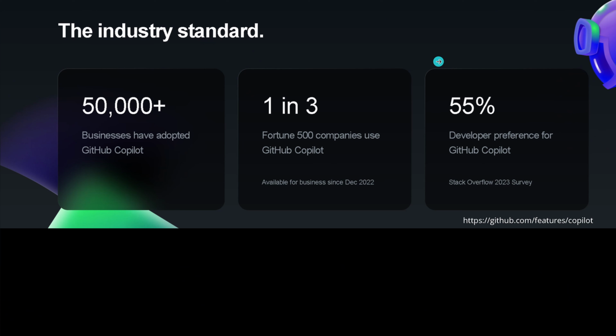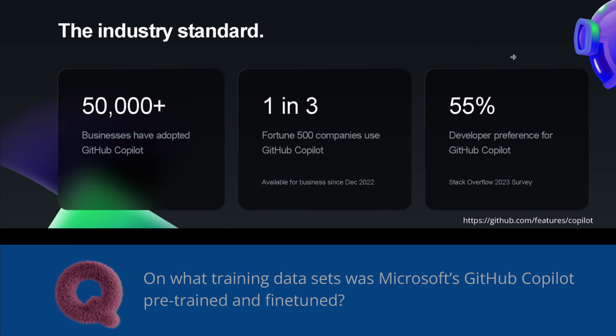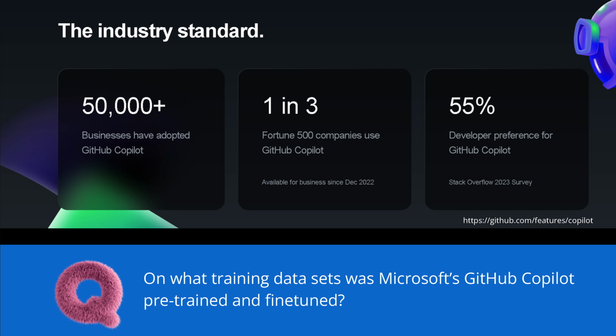Beautiful. Now, it is not just that the repos are infected, but think about it. Microsoft also sells you a commercial product, Microsoft GitHub Copilot. And you have here the homepage, github.com features Copilot. And now let me ask you a very simple question. On what training data set was Microsoft GitHub Copilot pre-trained and fine-tuned, if not on GitHub repos?